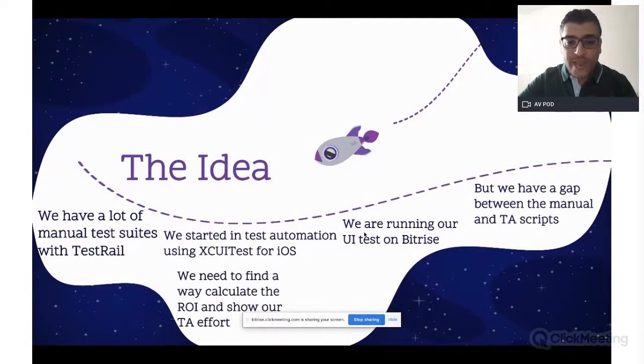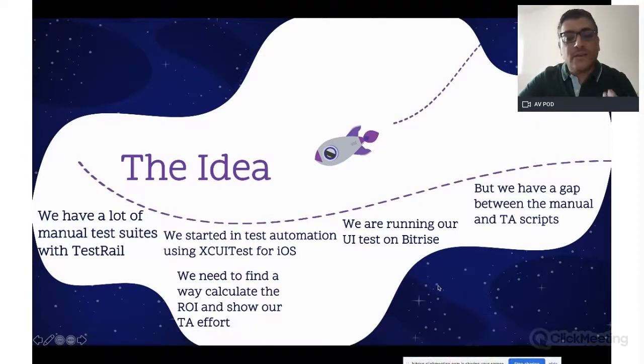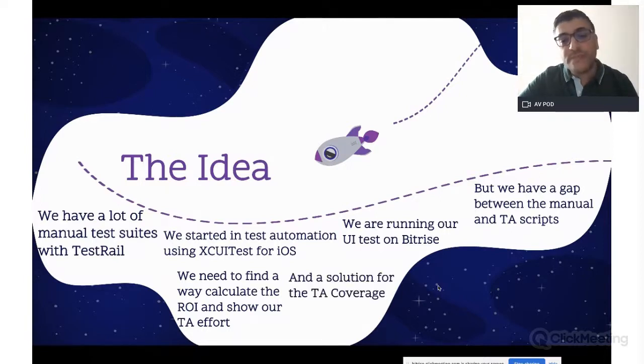We also need to find a way to calculate the return on investment, or ROI, and show our test automation effort. For example, if we tell the product manager or the project manager that we are investing more in test automation, but at the end he can't find any result, because he usually goes to TestRail to check the percentage of coverage or the suites that we are running, then we need to find a way to calculate the return on investment from our test automation. Then we need to find a solution for the test automation coverage. So this is the idea, or this is our problem, and after that we can talk about the implementation.